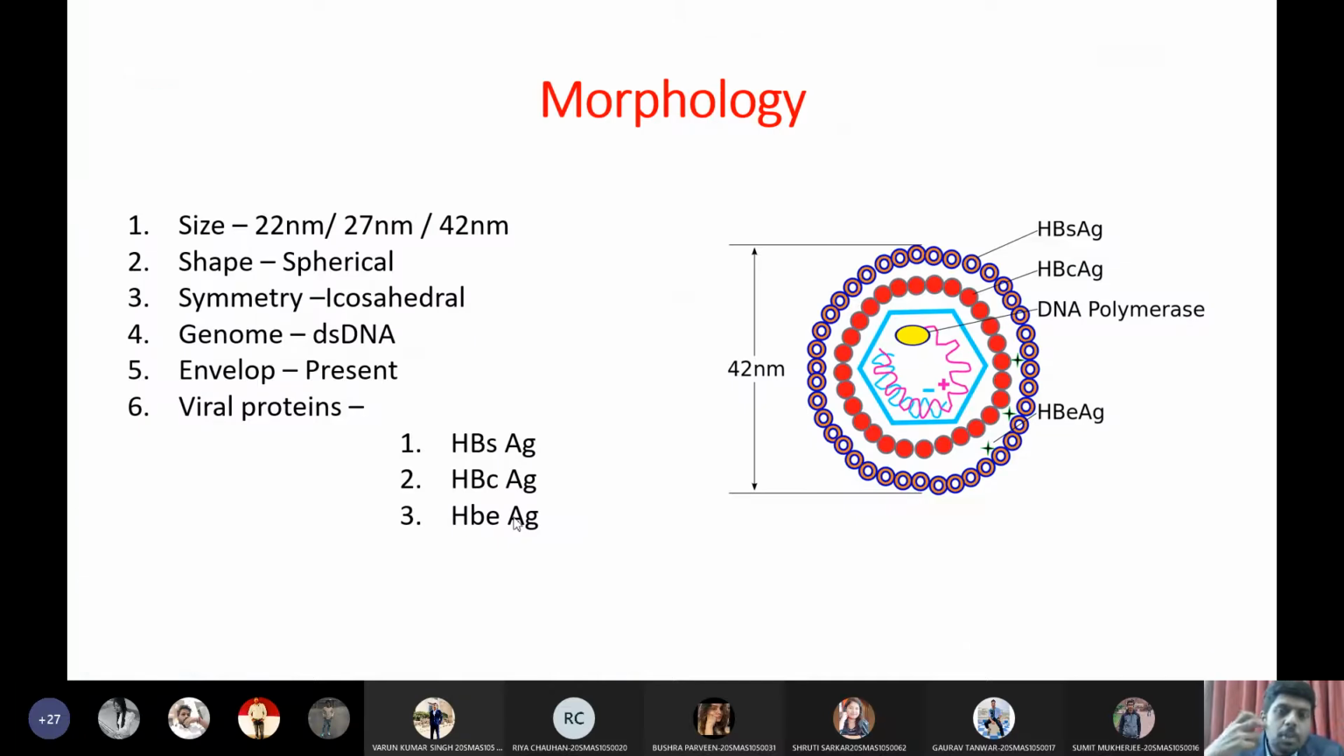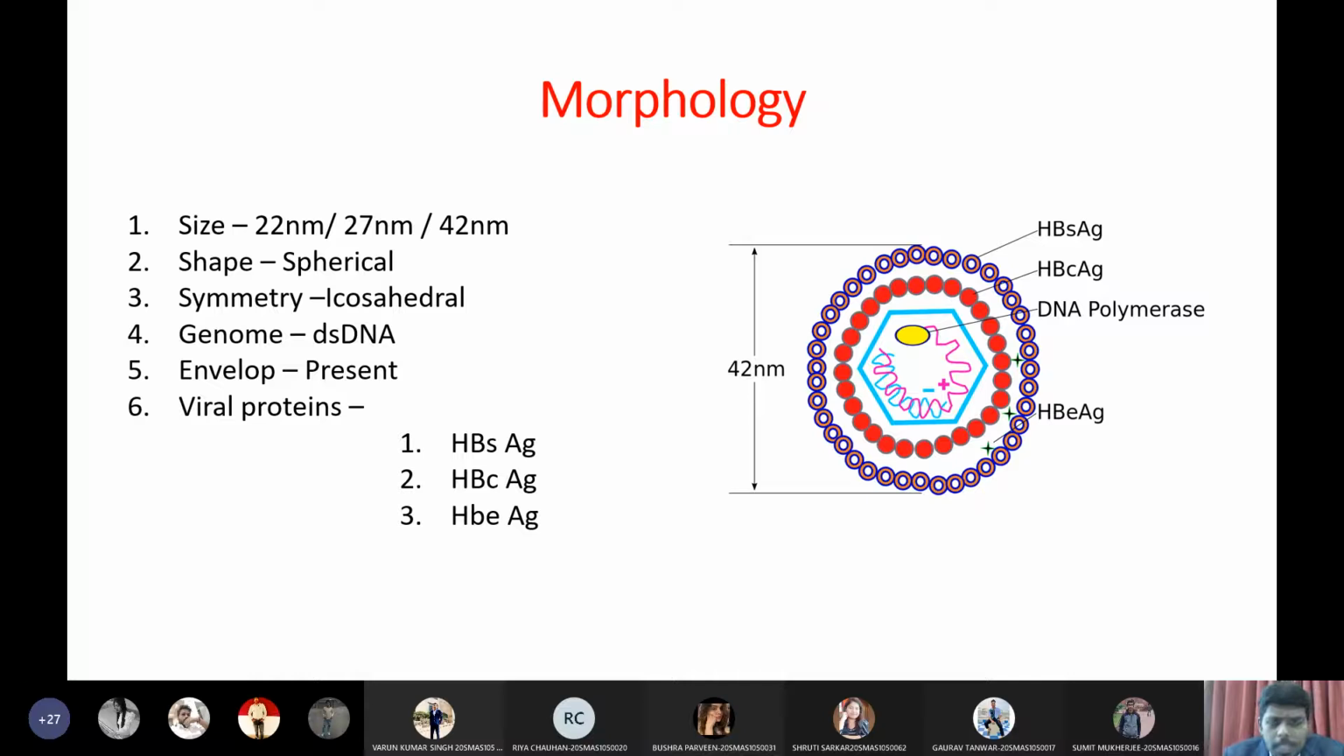Usually proteins are denoted as antigens in viruses. So we have three important antigens in hepatitis B virus. They are hepatitis E antigen, which is the envelope antigen, hepatitis S antigen, which is the surface antigen, and hepatitis C antigen, the core antigen. So C stands for core antigen, S for surface antigen, and E for envelope antigen. These three antigens belong to the hepatitis virus, along with a DNA polymerase enzyme in the nucleocapsid of the virus. On the surface we have surface antigen, in the core we have core antigen, and in the envelope we have envelope antigen.